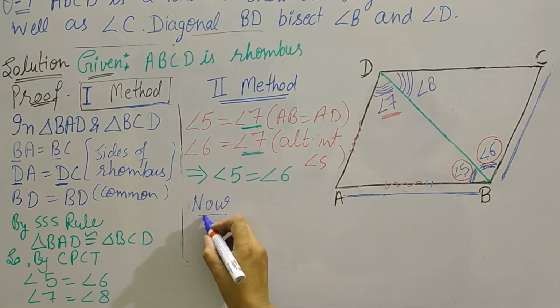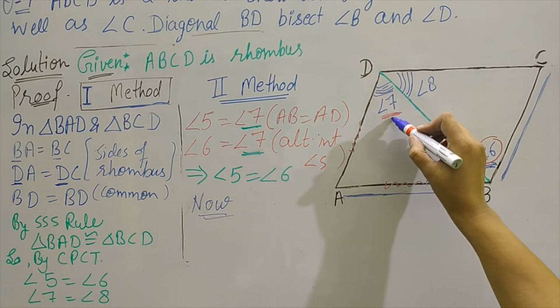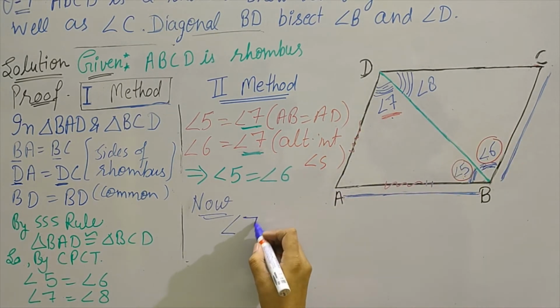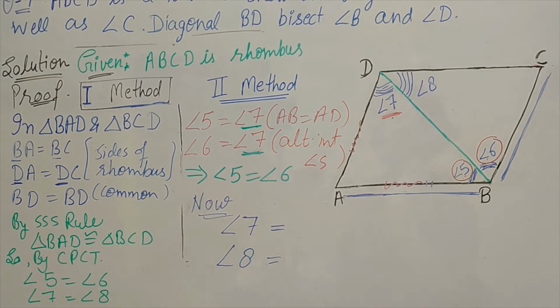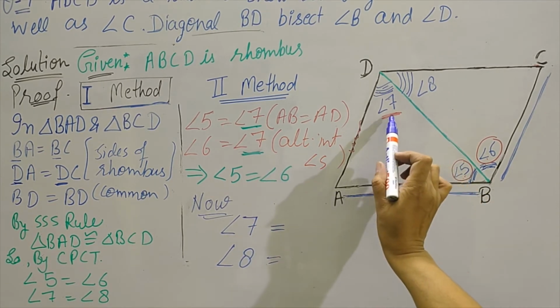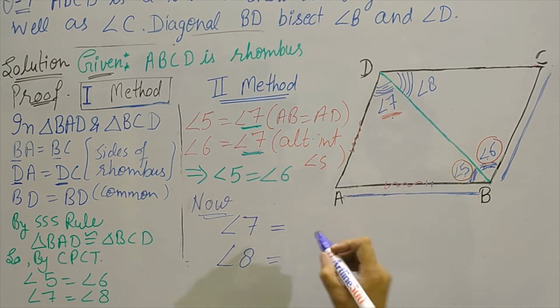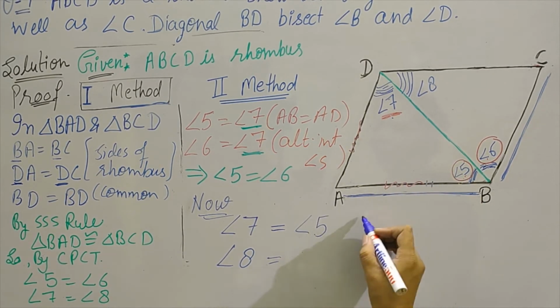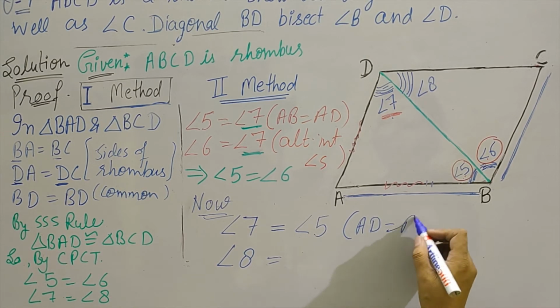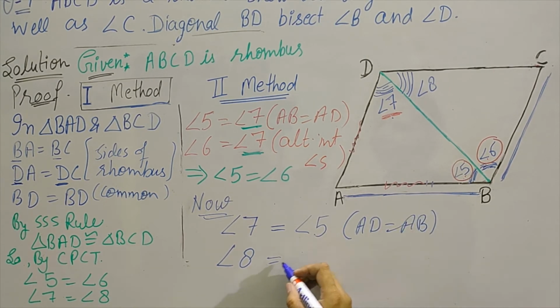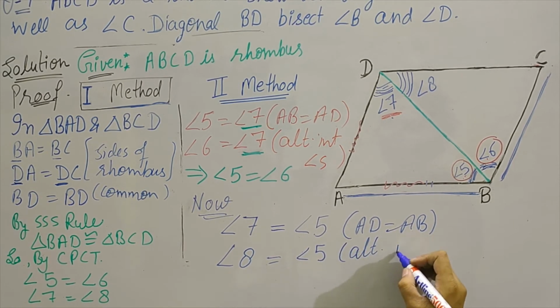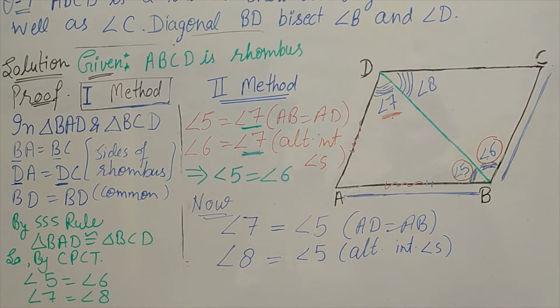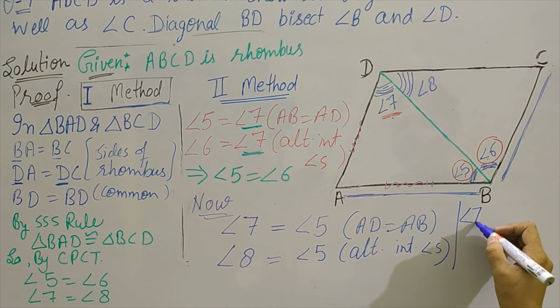Secondly, our purpose is we want to prove angle 7 is equal to angle 8. So we will write angle 7 and angle 8 each equal to a particular angle. So here you can write angle 7 is equal to angle 5. Angle 7 you can write equal to 5, okay, as AD is equal to AB. These sides are equal. And angle 8 also can be written equal to angle 5 by the alternate interior angles logic. Angle 8 we can also write equal to 5. Okay, if you wish, angle 7, angle 8.